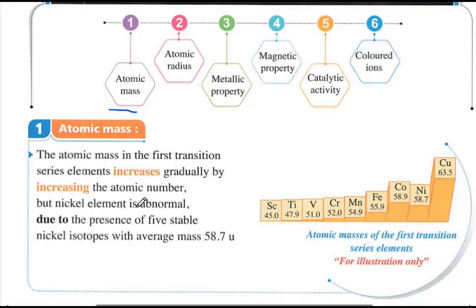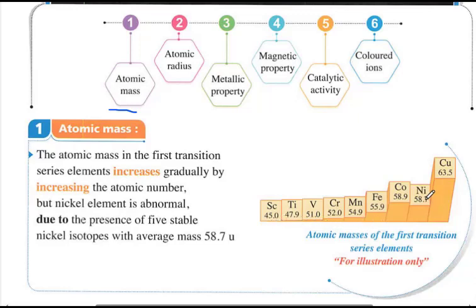Atomic mass here refers to the number of protons and neutrons, in atomic mass units, but here as moles we speak about grams. We see that scandium, which is 21, has an atomic mass of 45, then titanium 47. So the atomic mass increases as we go from left to right.